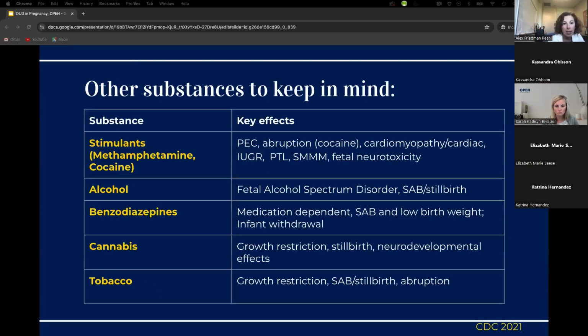I just wanted to highlight some of the key substances that we need to keep in mind in our polysubstance population, and some of the key effects that we can see from them in pregnancy. Stimulants with preeclampsia or high blood pressure of pregnancy, abruption, cardiac issues, growth restriction. Alcohol is a critical one with fetal alcohol spectrum disorder, benzodiazepines, cannabis, and tobacco. And across many of these, you see low birth weight and growth issues, which leads us to do additional testing later in pregnancy.